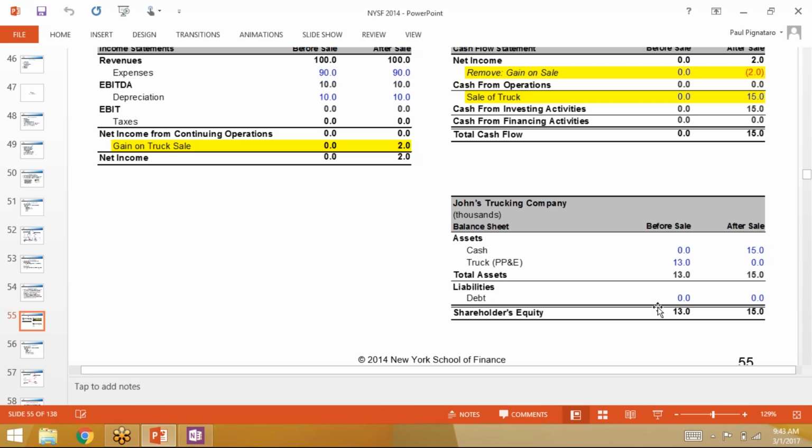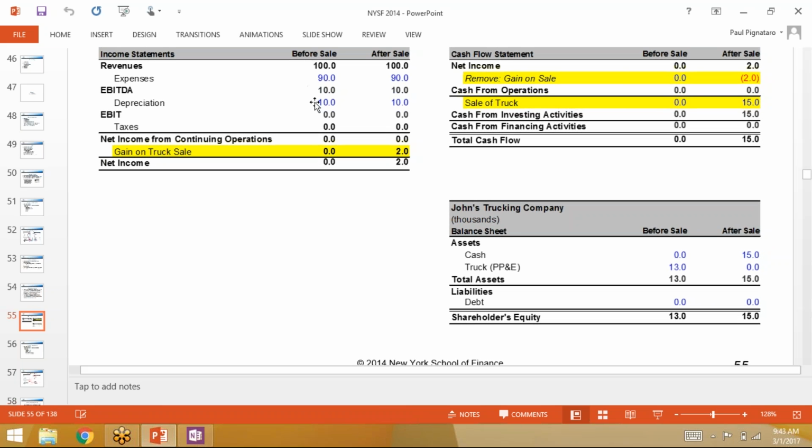At the end, we have a balancing balance sheet, just the truck and equity. That's all we have here before the sale. Net income, let's say we generated revenue, but we have so much cost that our net income was effectively zero, just to keep this example simple.